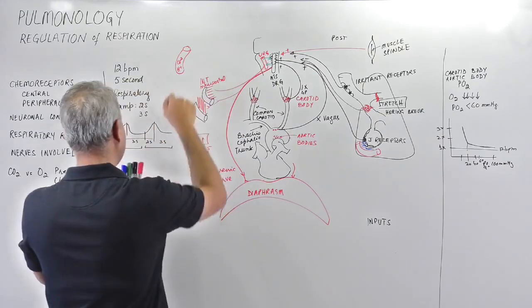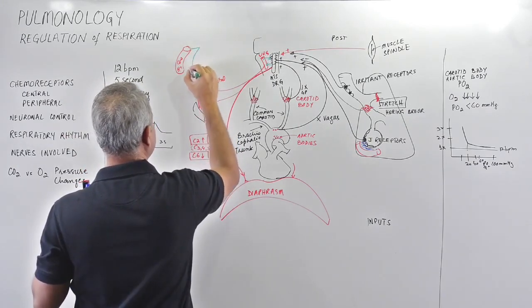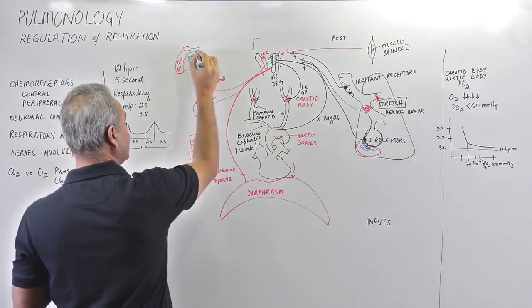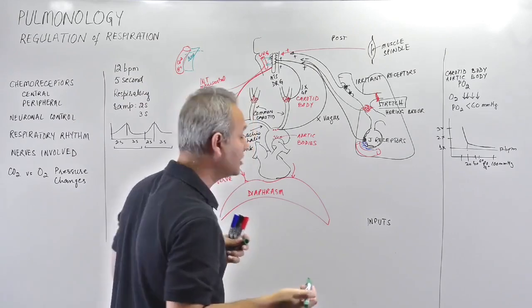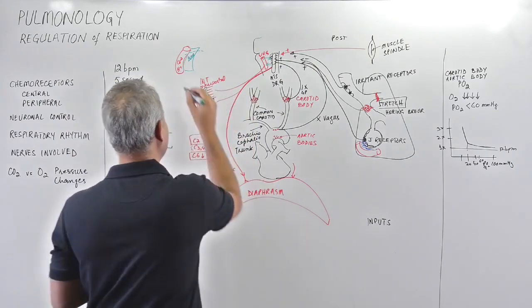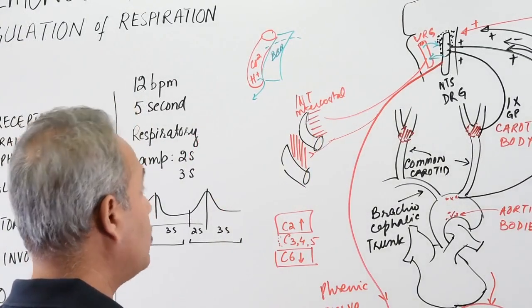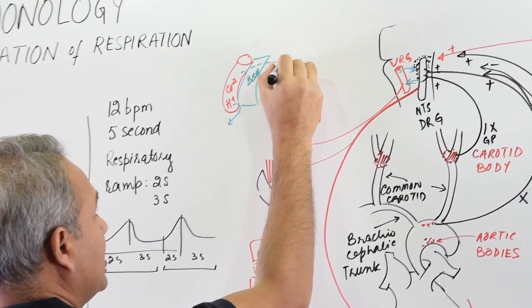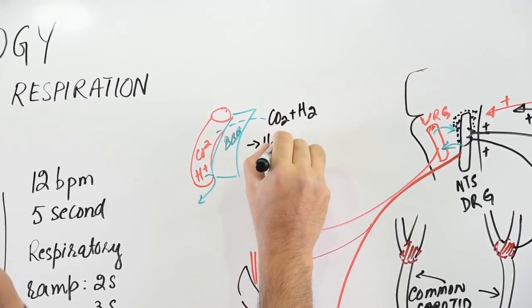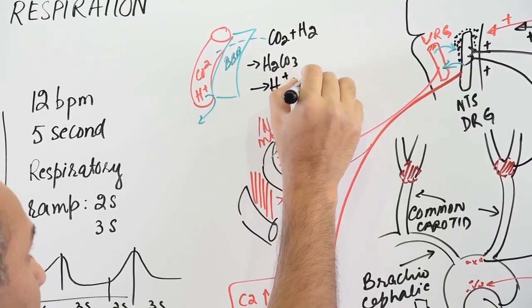So what happens is, carbon dioxide is lipid soluble. It crosses the blood-brain barrier. This is the blood-brain barrier. It crosses the blood-brain barrier easily because it is lipid soluble. However, hydrogen ions cannot cross the blood-brain barrier, so they stay outside. Carbon dioxide that comes in, you know what it would do. Carbon dioxide will combine with water to give H2CO3, which will then give hydrogen and bicarbonate.